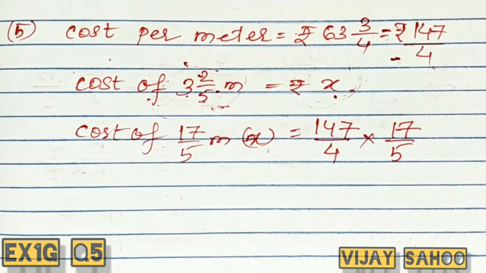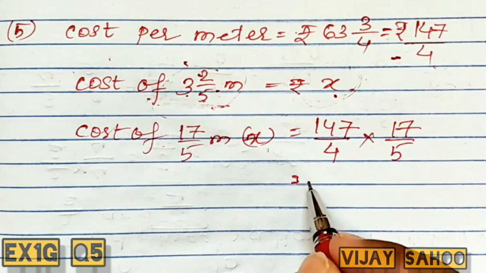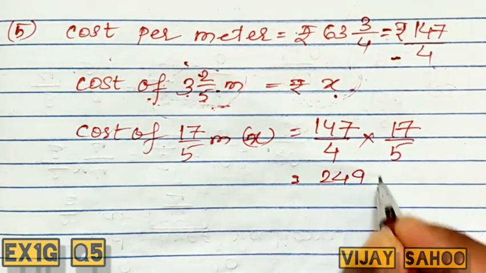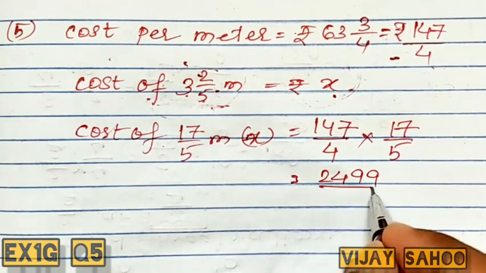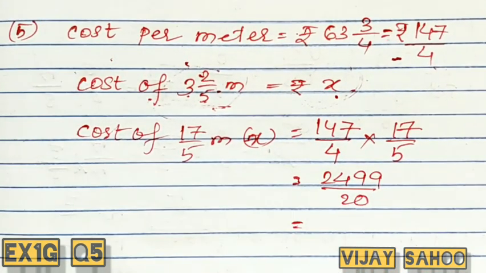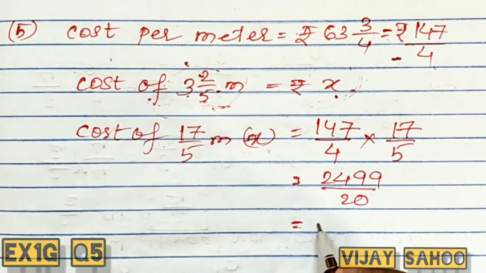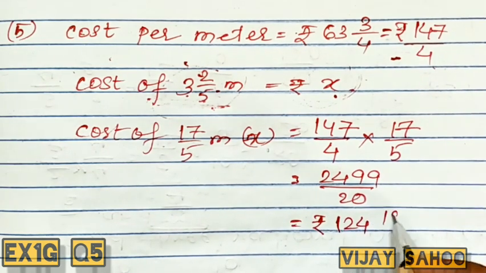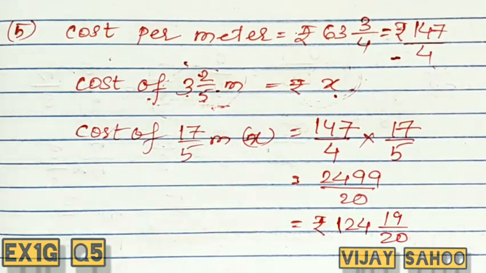So if I multiply it, what am I going to get? I will be getting the value rupees 2499 upon 20. We multiply it, we get the answer. And if I want to convert it to a mixed fraction, your answer will be rupees 124 19/20. Okay, so this is the answer of question number 5.